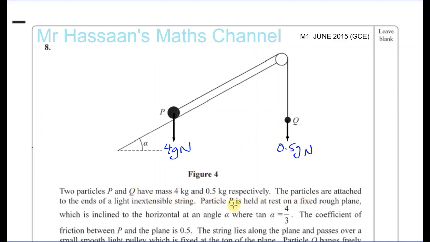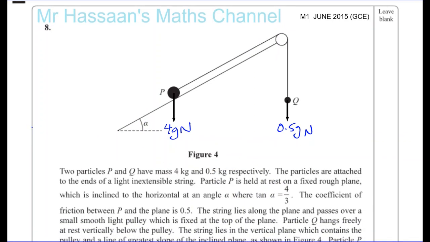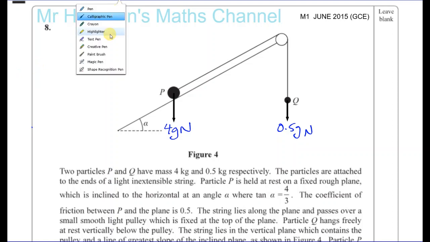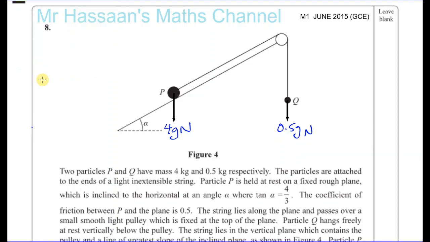All right. So particle P is held at rest on a fixed rough plane which is inclined to the horizontal at an angle alpha, where tan alpha is equal to 4/3. So the tangent of alpha is equal to 4/3. So let me just draw a right angle triangle.